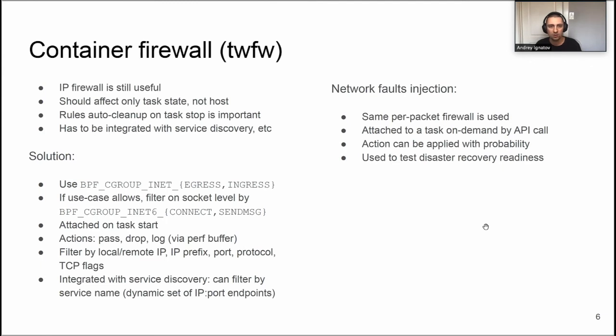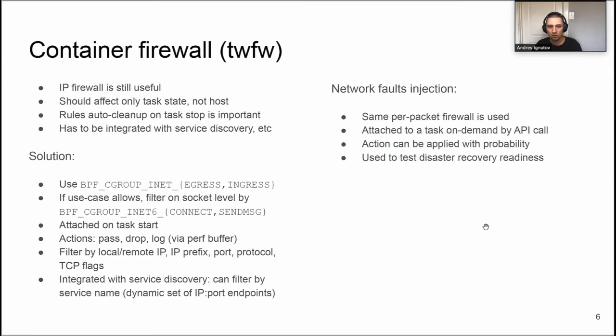And the final feature I'd like to describe is our container firewall. It's two cgroup-bpf programs, ingress and egress, attached to a container. It can dissect a packet and either drop, log, or pass it with some probability. If the use case allows, we can replace per-packet programs by per-socket ones. For example, connect and sendmsg hooks can handle outgoing TCP and UDP traffic.